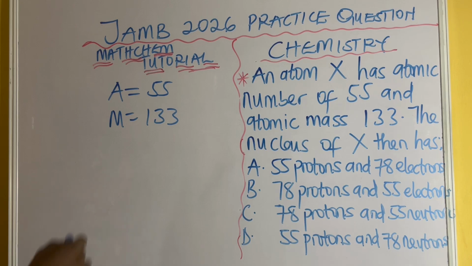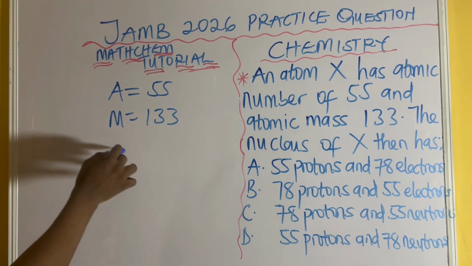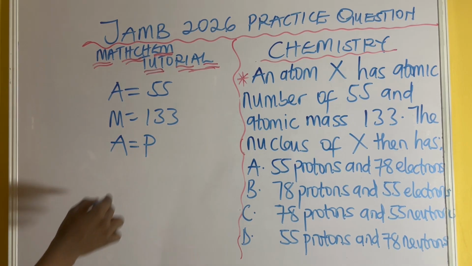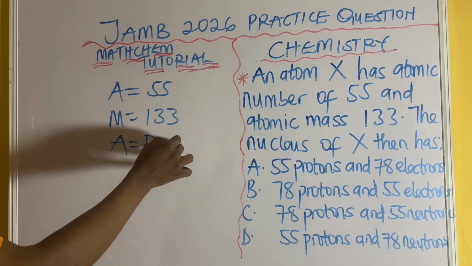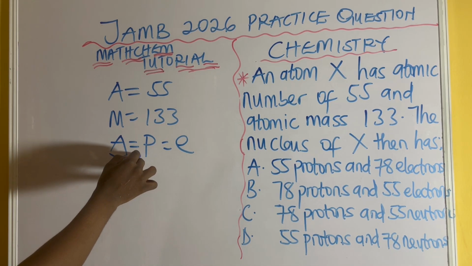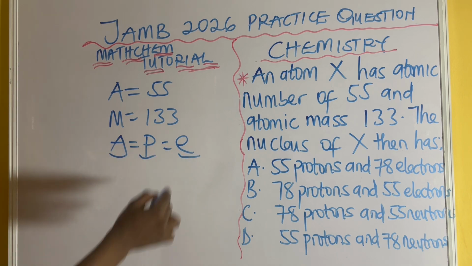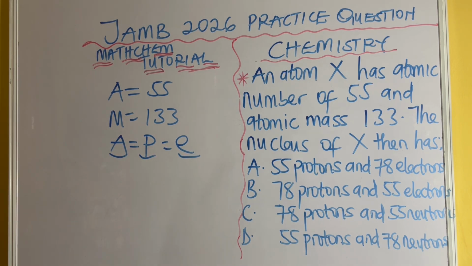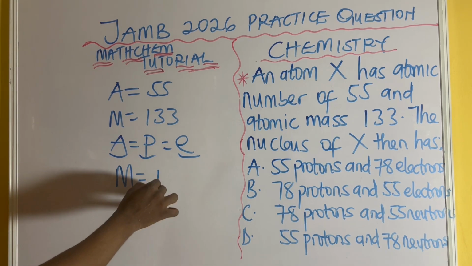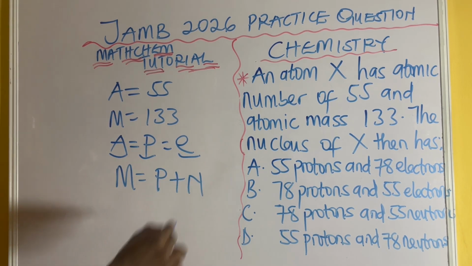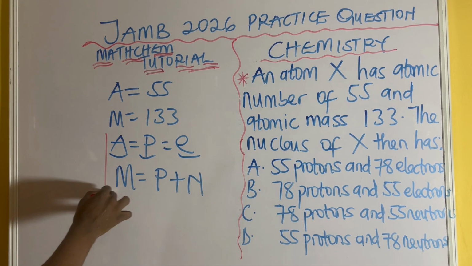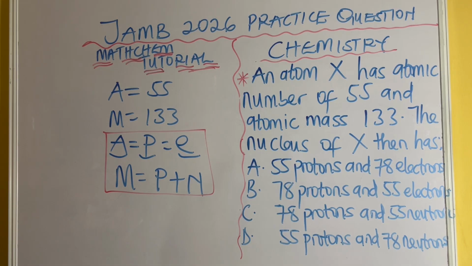Now before this, what is special about atomic number? Atomic number is equal to the number of protons, also equal to the number of electrons. So that's the same. Whereas mass number is equal to the addition of protons plus neutrons. Take note of this.